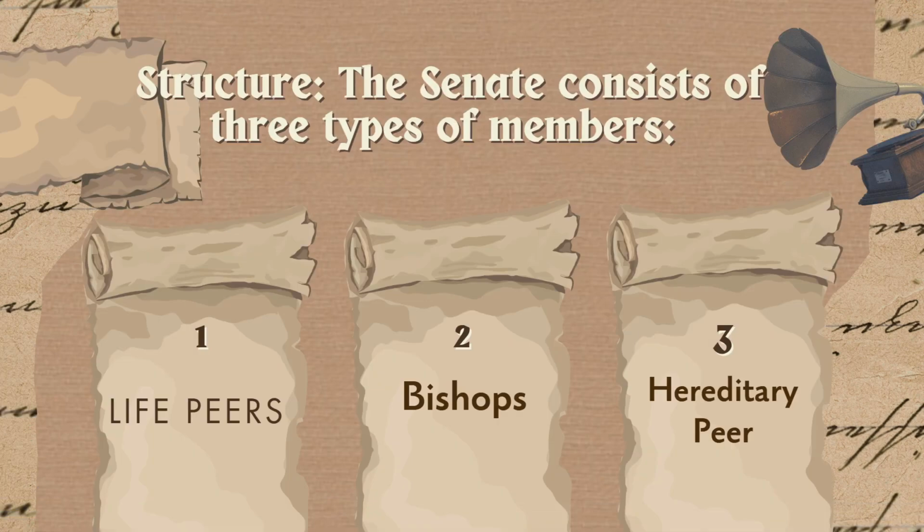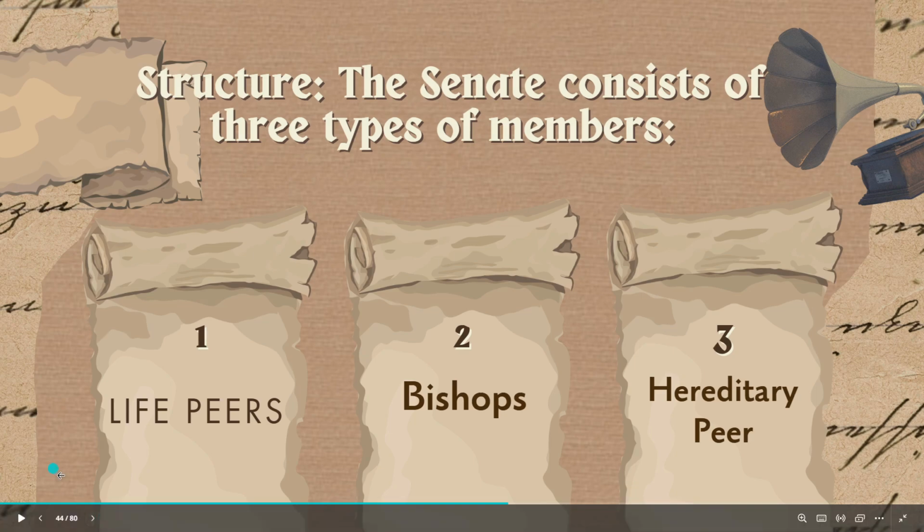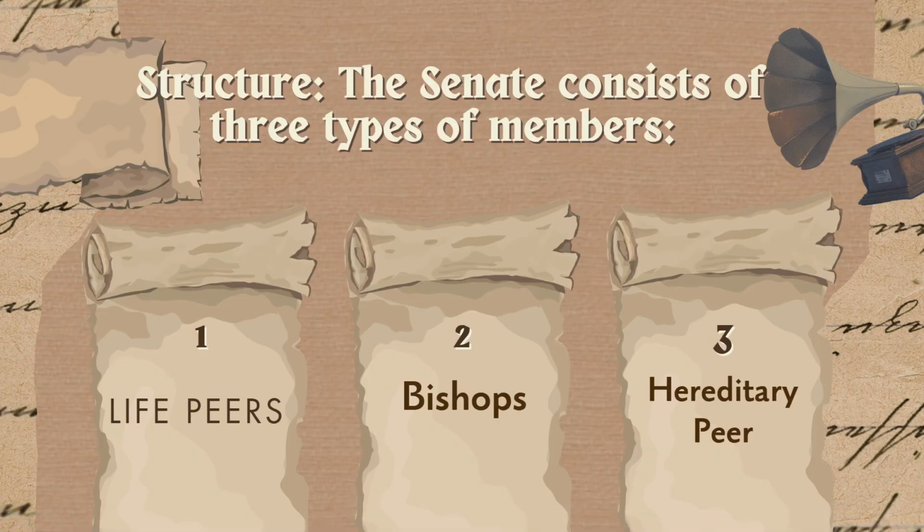Next, the membership structure of the House of Lords consists of three main categories. One, Lords Temporal, two, bishops, and three, hereditary peers.